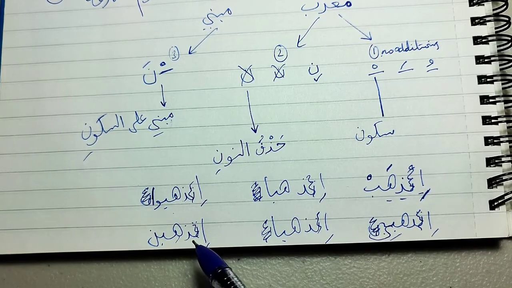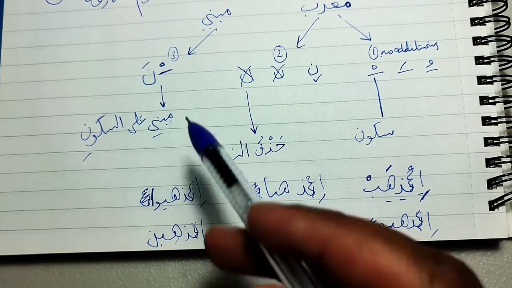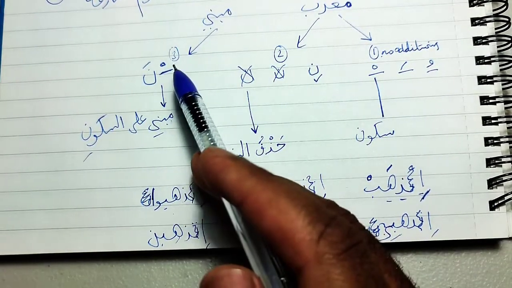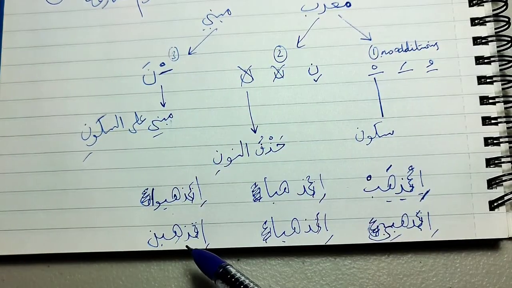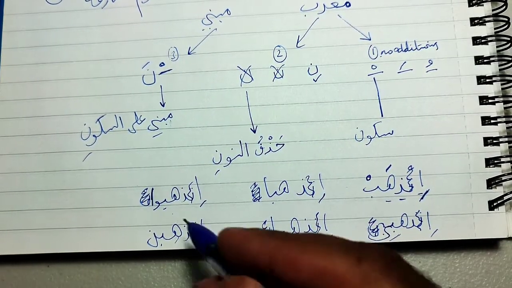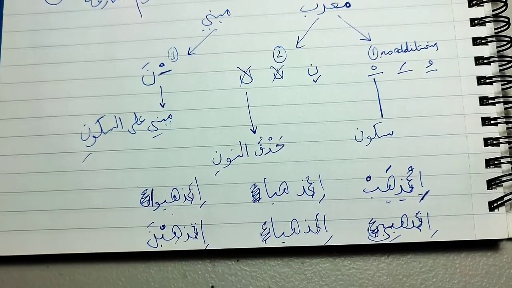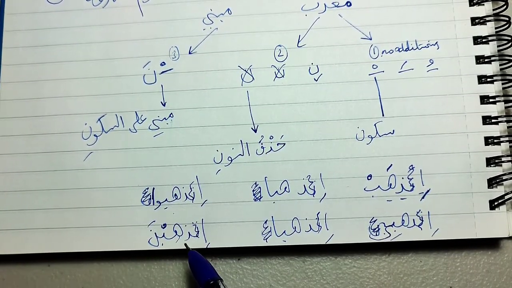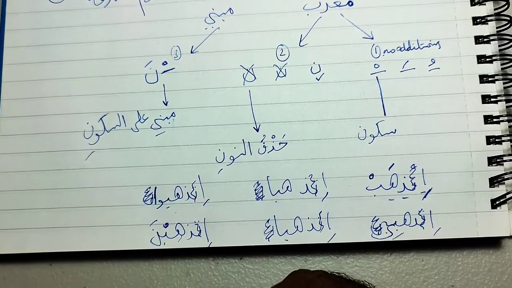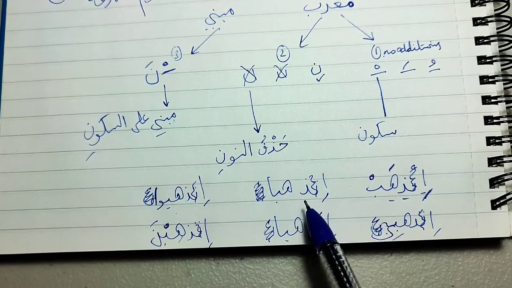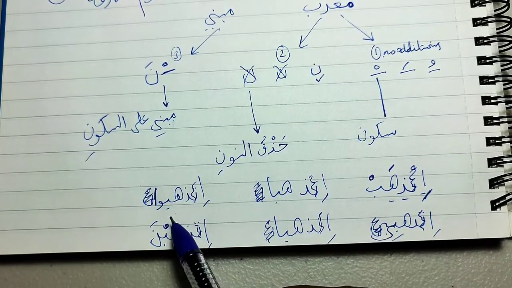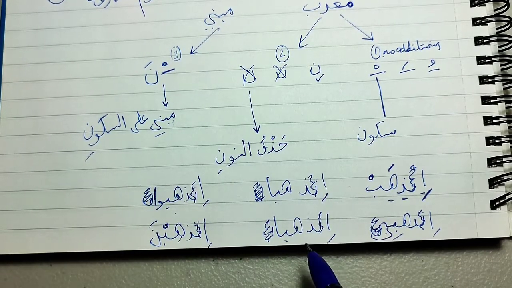And then this one, how do we make this one Majzoom? Well, in the Mudari' it's always Mabni on Sukoon. So if it's Mabni on Sukoon in the Mudari', it's going to remain Mabni on Sukoon in the Amr. So this remains the same, unchanged. The Amr is Idhhabna. So we have Idhhab, Idhhaba, Idhhabu, Idhhabi, Idhhaba, Idhhabna.